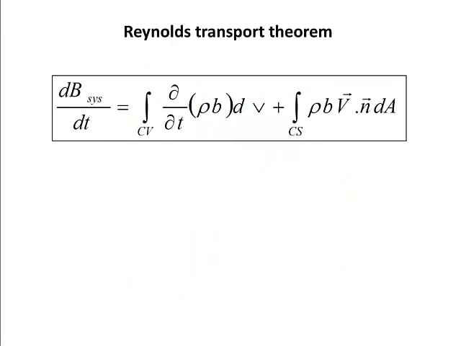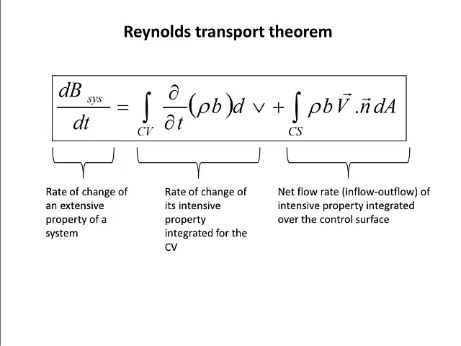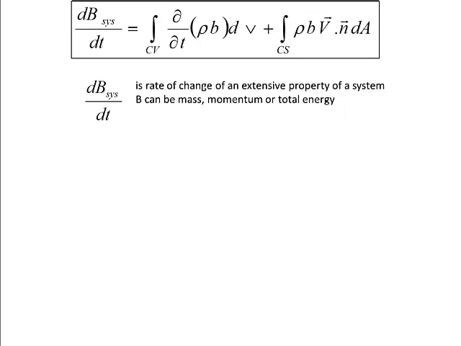Mathematically, we can show that the rate of change of an extensive property, B, of a system, is equal to the rate of change of its intensive value integrated over the control volume plus its net flow over the control surface. This is called Reynolds' transport theorem. Although we have discussed this in previous videos, a review will improve your understanding of its application to the law of conservation of momentum. dB system by dt is the rate of change of an extensive property of a system.